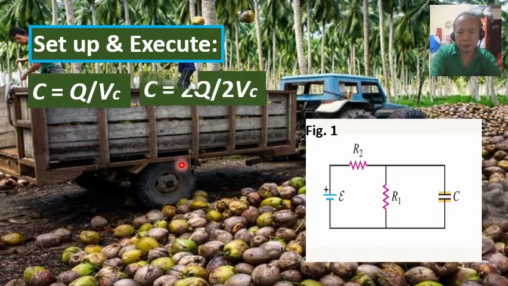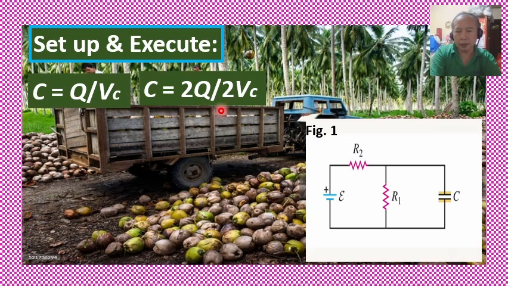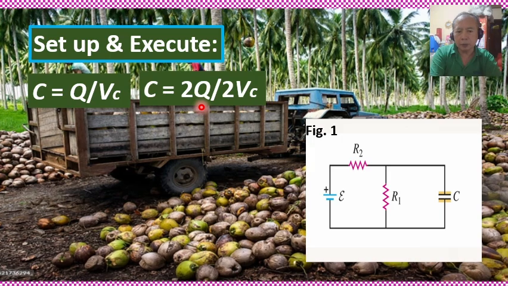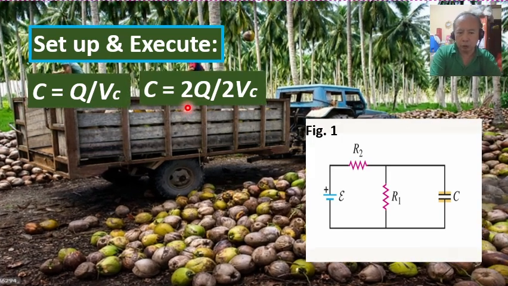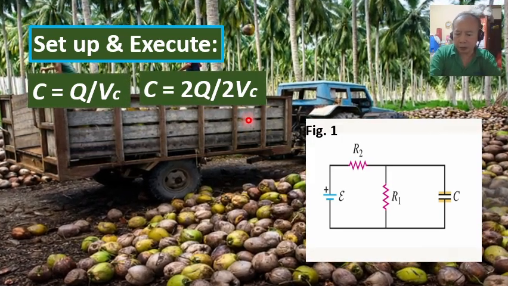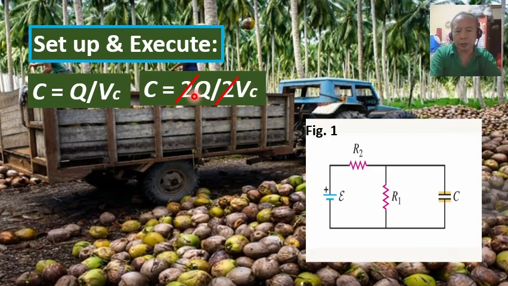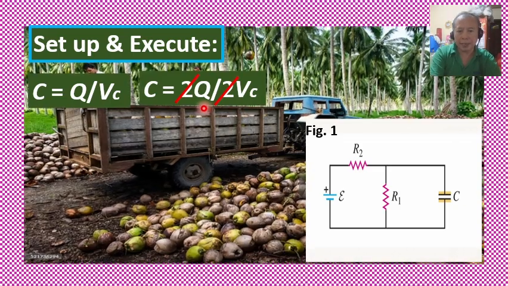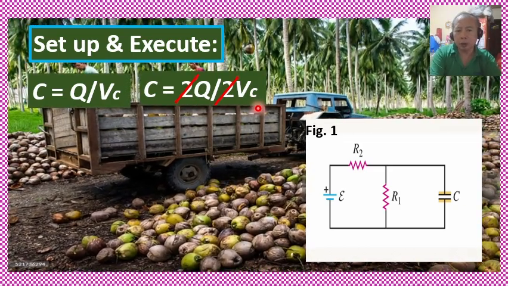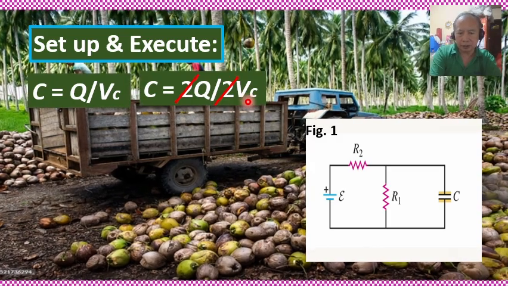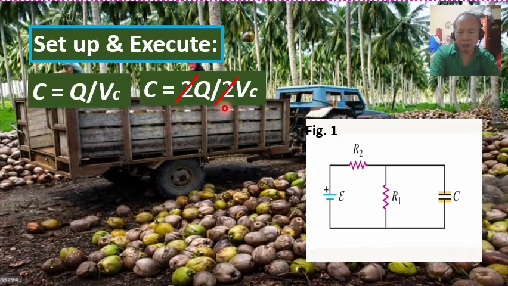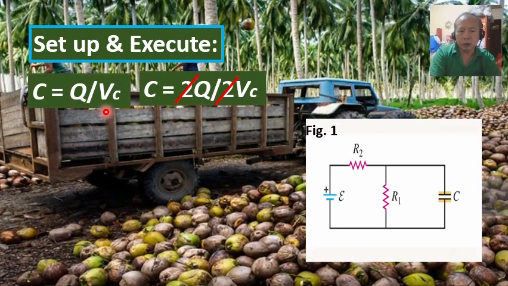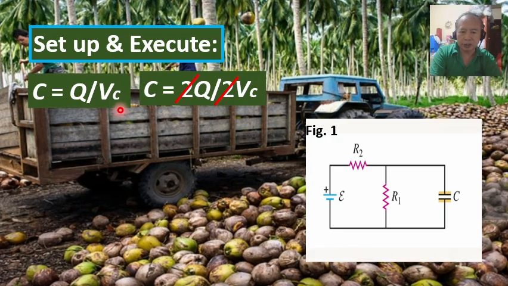The reason is doubling the amount of electric potential across the capacitor will also cause the amount of stored charge big Q to double. So, as you can see, the factor 2 in the numerator gets cancelled by the factor 2 in the denominator, leaving behind the same amount of capacitance. In other words, the capacitance remains constant, unaffected by any change in big Q or big V sub C.